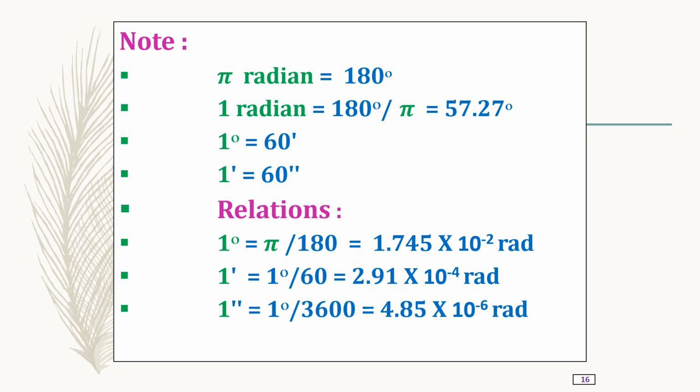So then we have 1 minute of arc is equal to 1 degree divided by 60. So 1.745 into 10 power minus 2 divided by 60. The answer is 2.91 into 10 power minus 4 radian. So 1 second of arc is equal to 1 degree divided by 3600. Substituting the value, we'll get it as 4.85 into 10 power minus 6 radians.